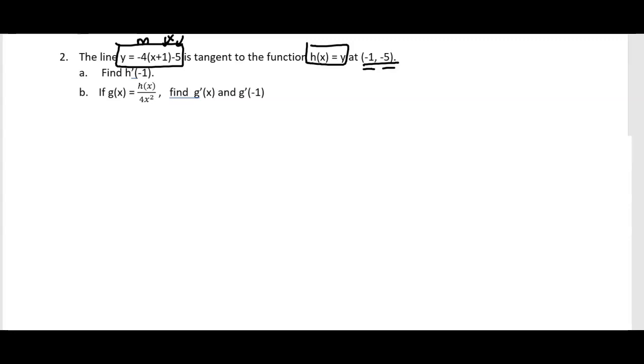All right. Let's go ahead and take a look at part A. Part A is asking me to find h prime of -1. Okay. Well, a derivative is the slope of your tangent line at this point. So what is the slope of my tangent line at -1? Well, it's right there. It's -4. Pretty sweet. That's worth 1 point.